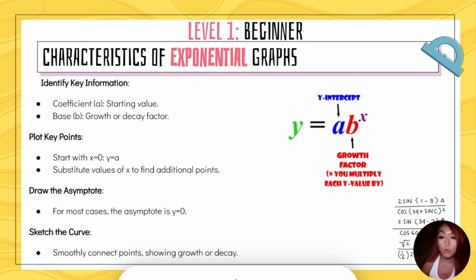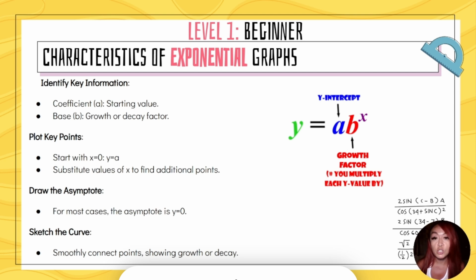Draw the asymptote. For most cases, the asymptote is y equals 0. So an asymptote is this imaginary horizontal line that the exponential graph hovers over but never crosses. And for a lot of these functions, it's y equals 0, which is the x-axis.